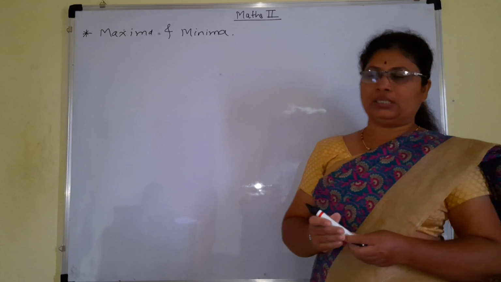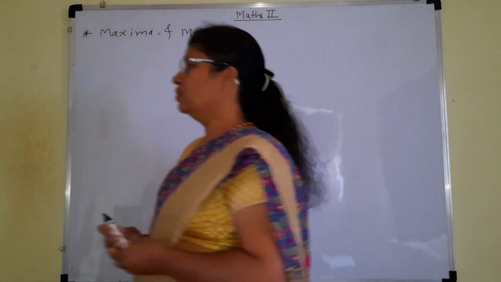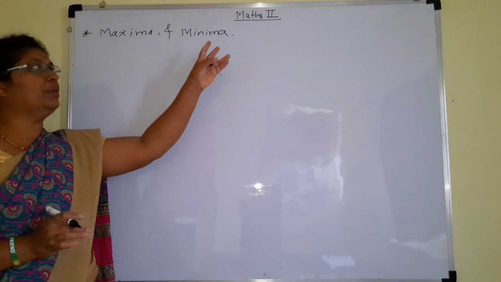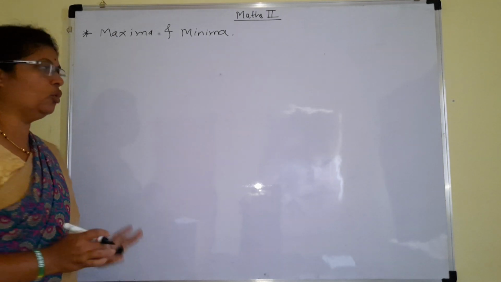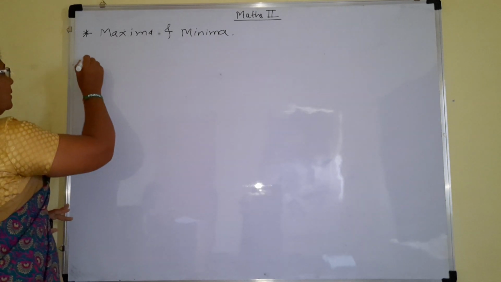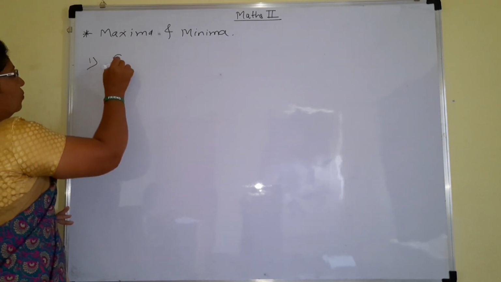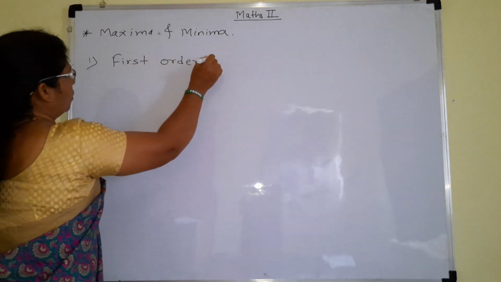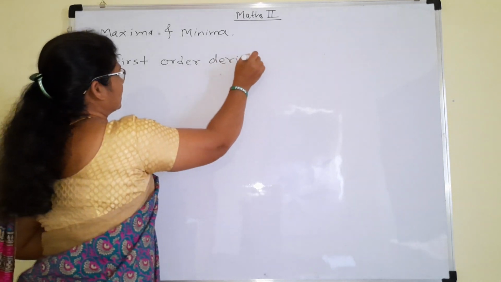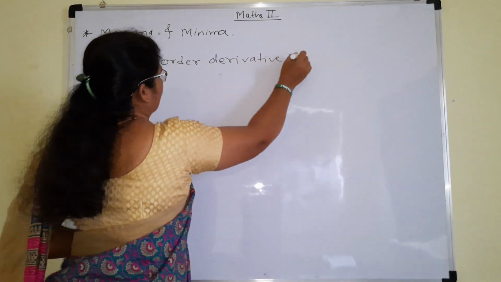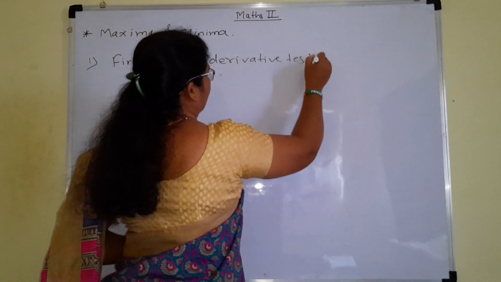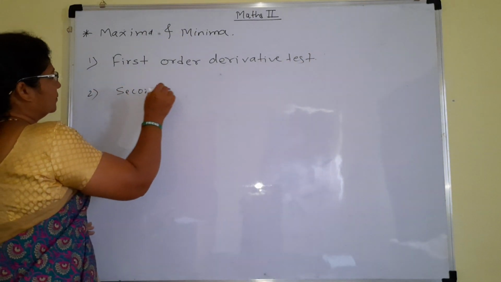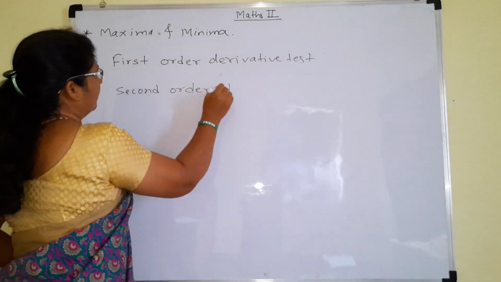So there are two methods to find maxima and minima, or the maximum and minimum value of that function. What are those two methods? The first one is the first order derivative test. And the second one, number 2, is the second order derivative test.